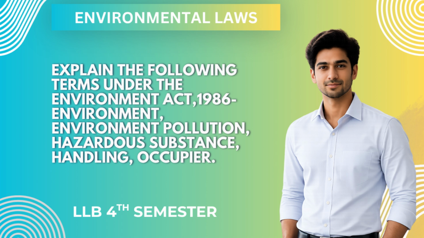2. Environmental pollution. According to Section 2C, environmental pollution means the presence of any environmental pollutant in the environment. Simple meaning, environmental pollution means the contamination of air, water, or land by harmful substances that make the environment unsafe for living beings. Example, smoke from factories polluting the air, sewage entering rivers, and plastic waste thrown on land are examples of environmental pollution.